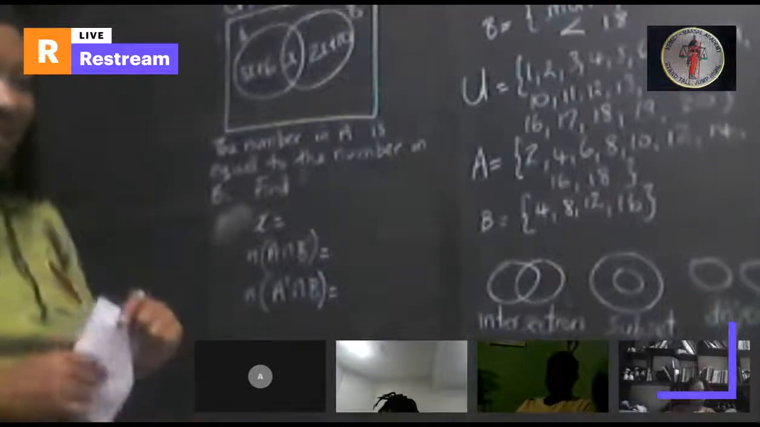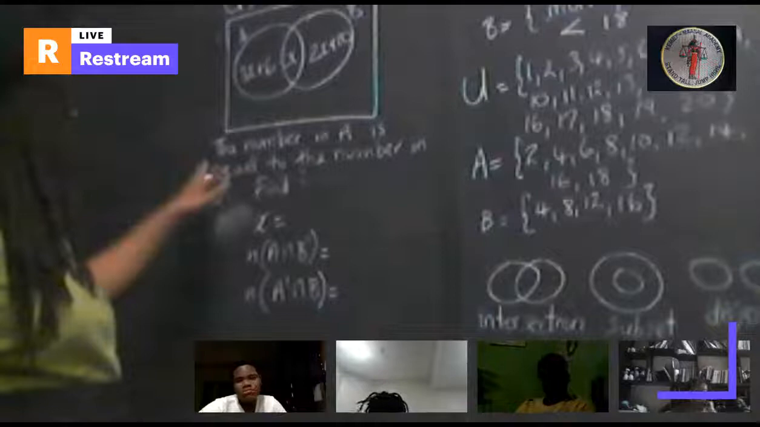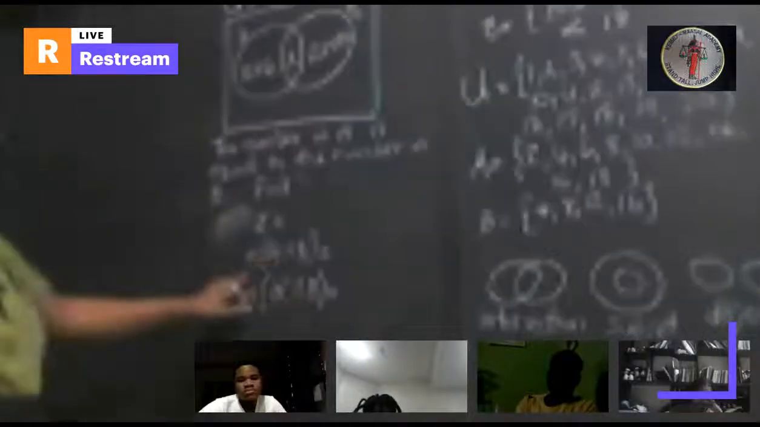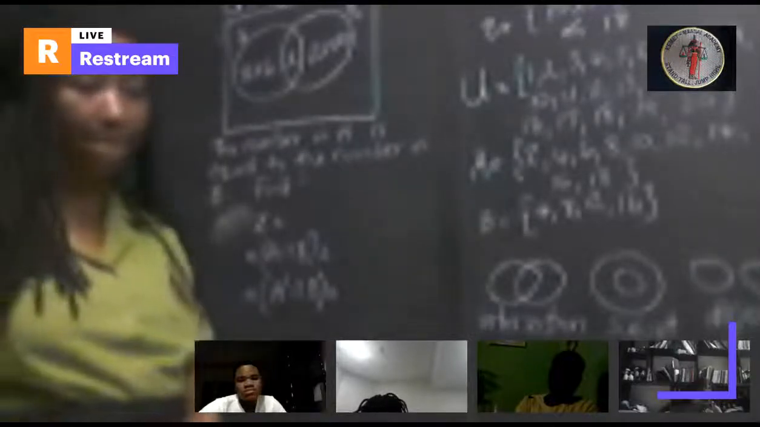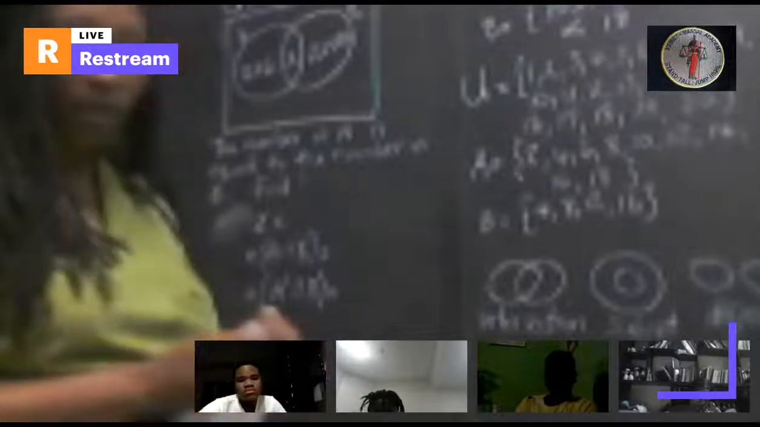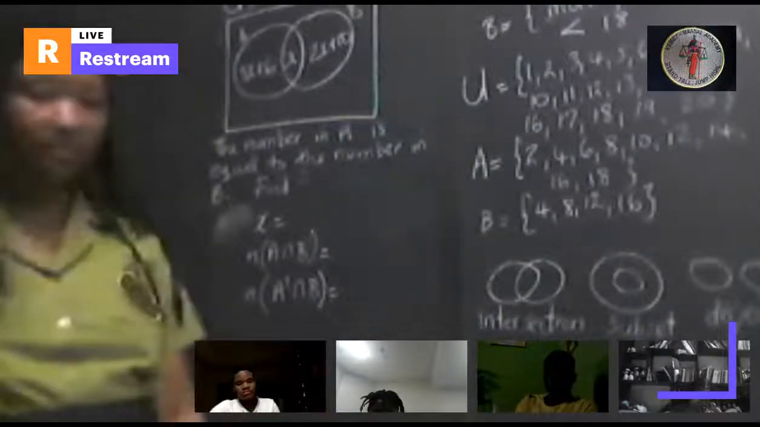All right, so the question says the number in A is equal to the number in B. The number in A is equal to the number in B, and they want us to find what is X, what's the number in A only, and what's the number in B only. How would we approach that question?